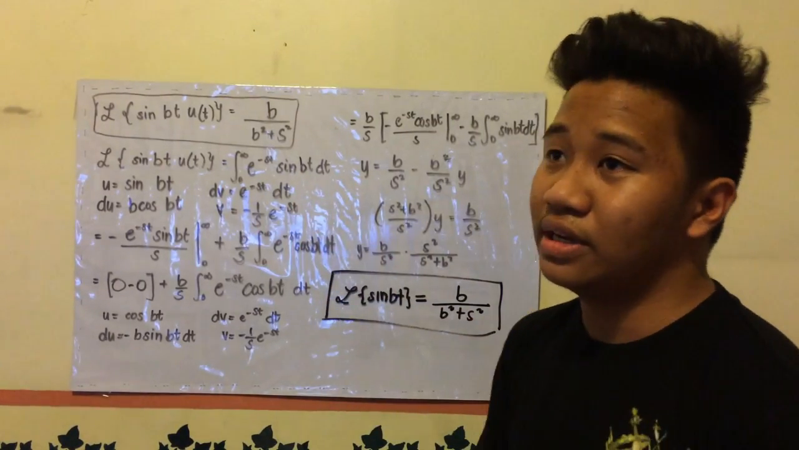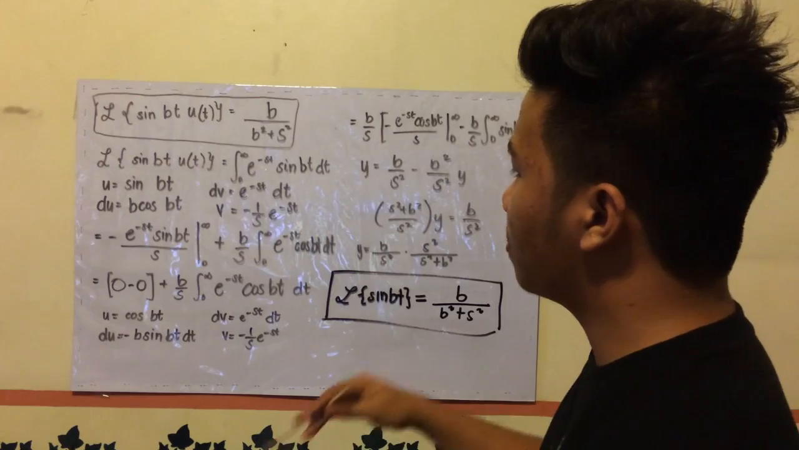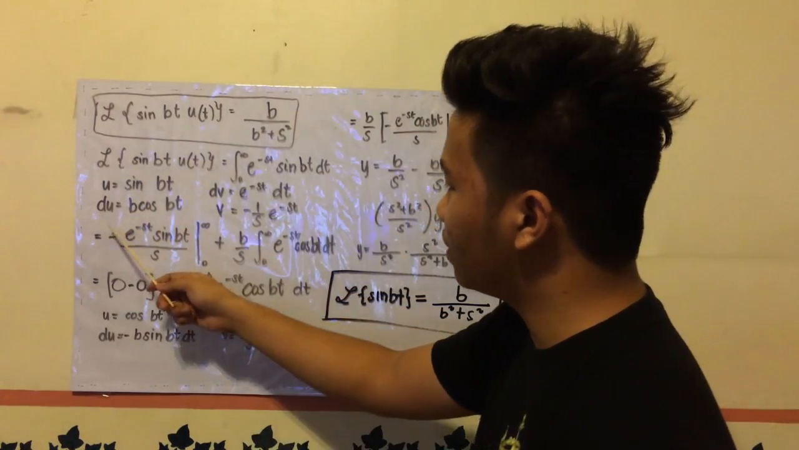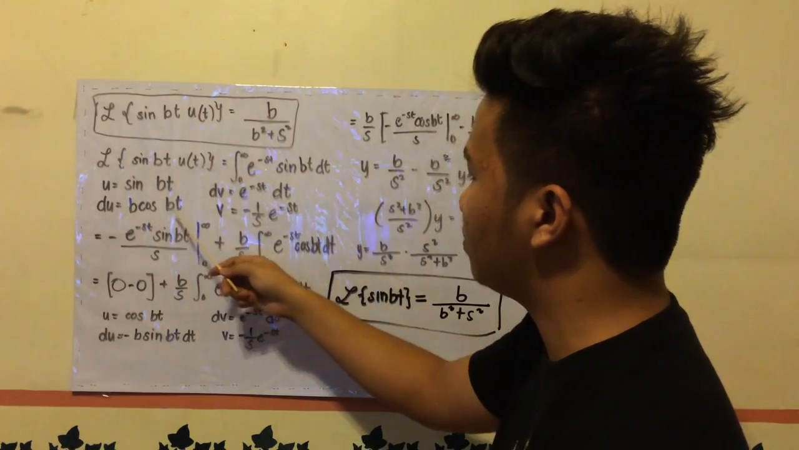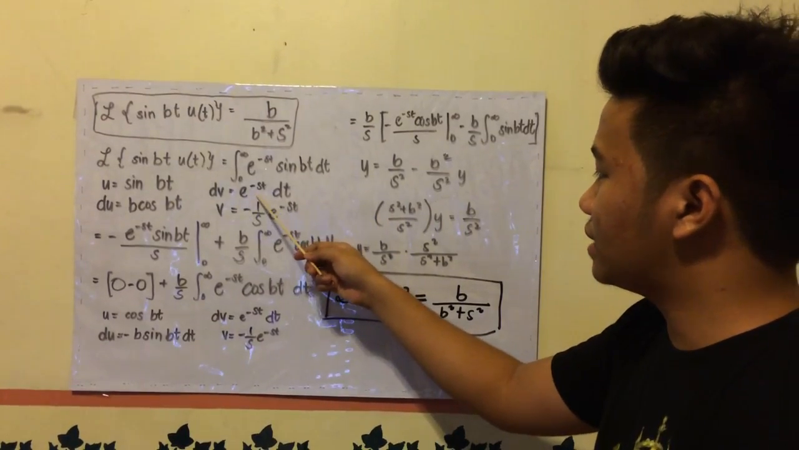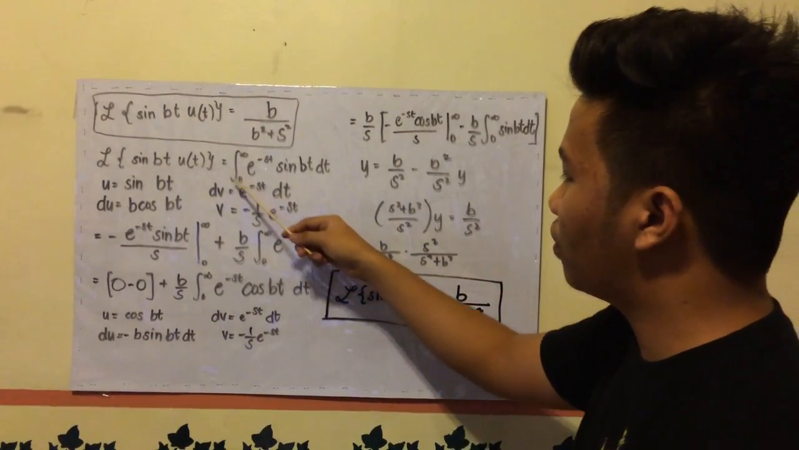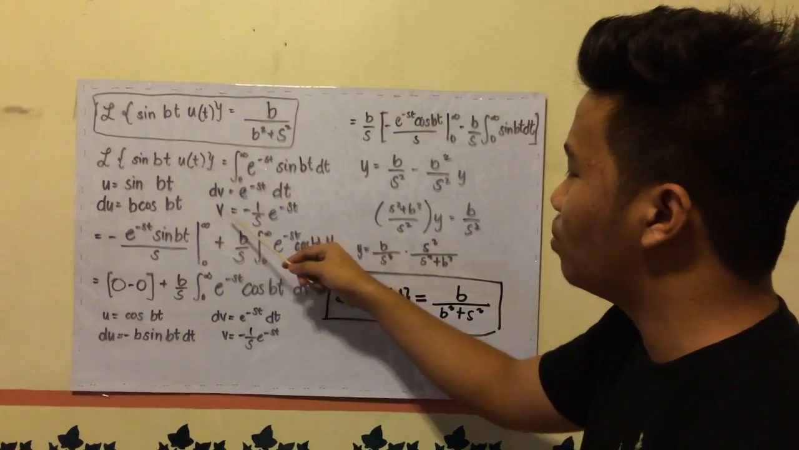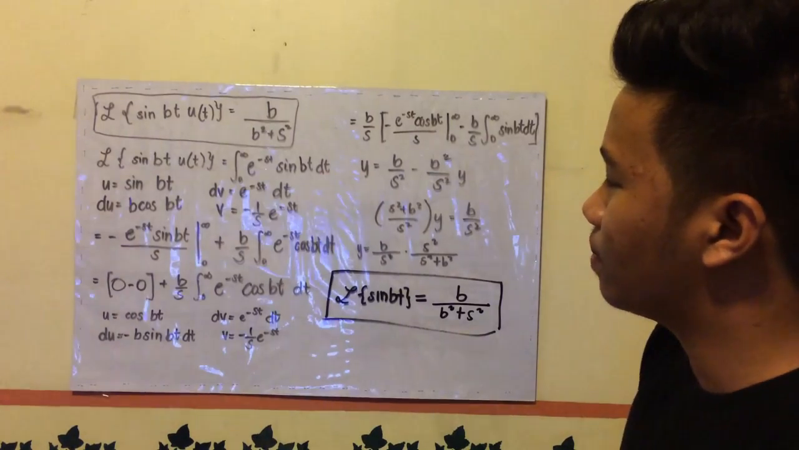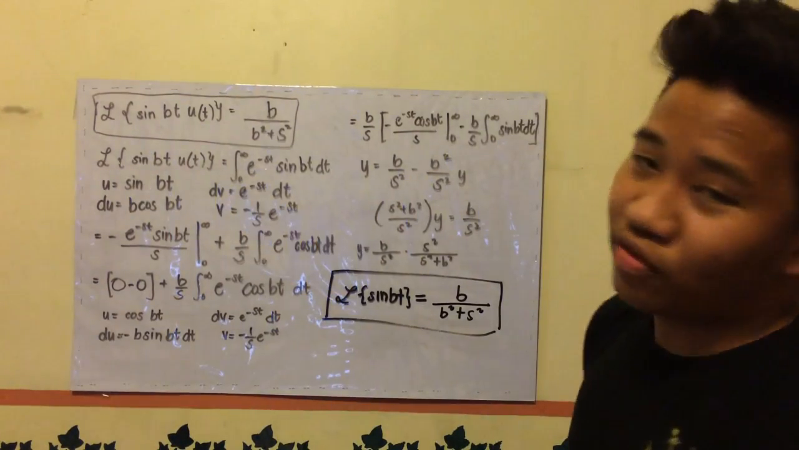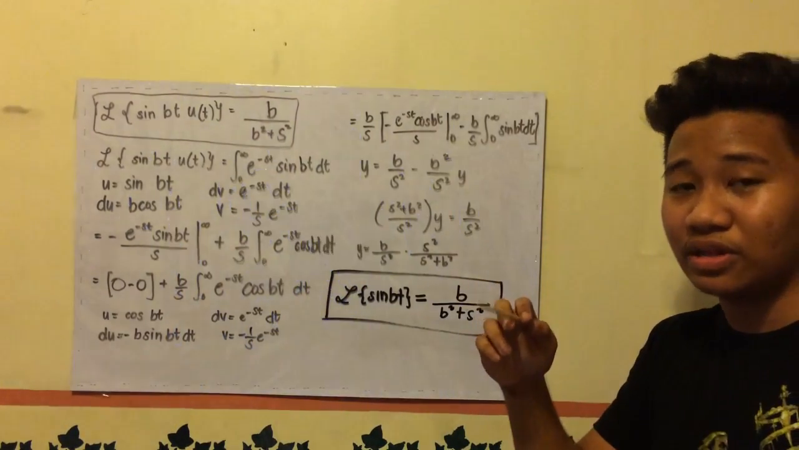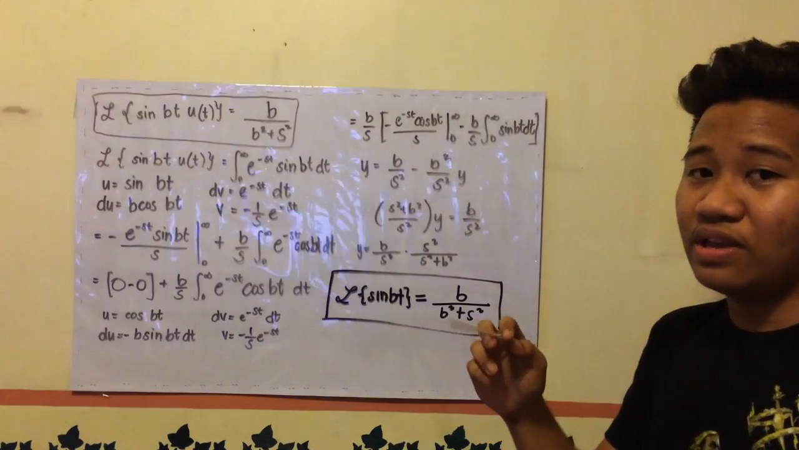So we're going to use the integration by parts. So our u is equivalent to sine bt, and the derivative of sine bt is equal to b cosine bt. Our dv is equivalent to e raised to negative st dt. So if we're going to integrate it, v will be equal to negative 1 over s times e raised to negative st. So the formula for the integration by parts is uv plus minus the integration of v du.